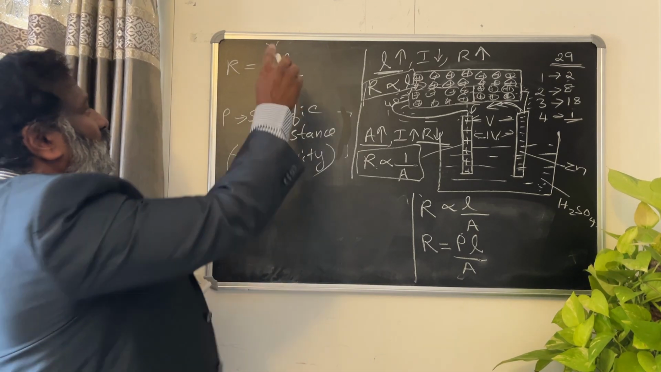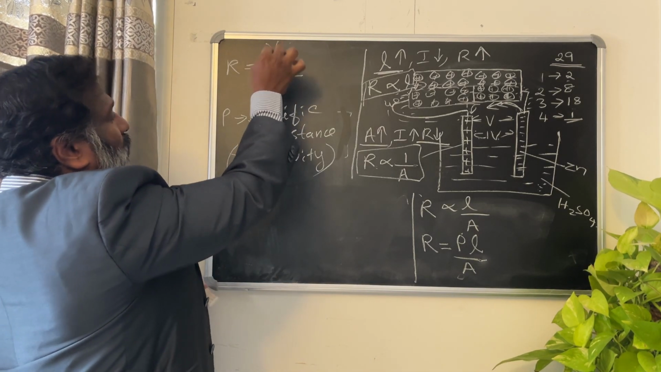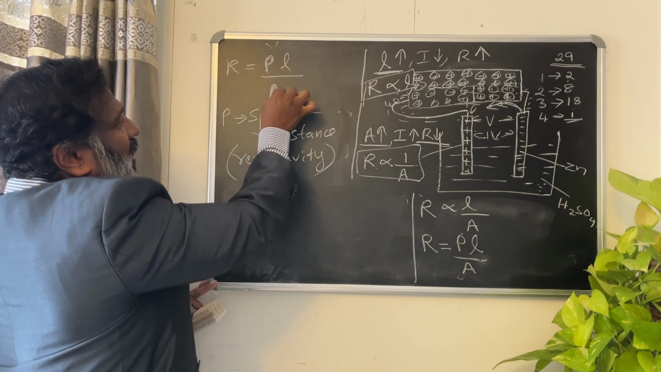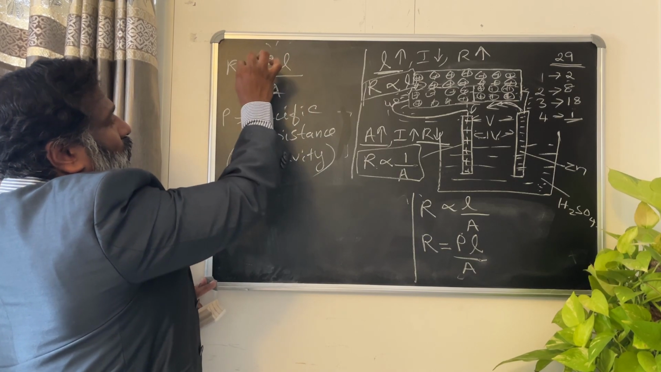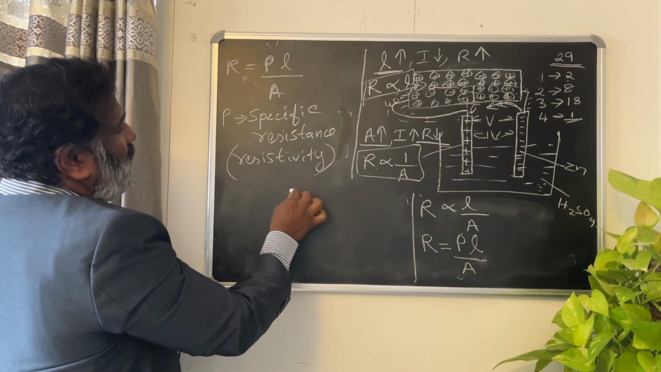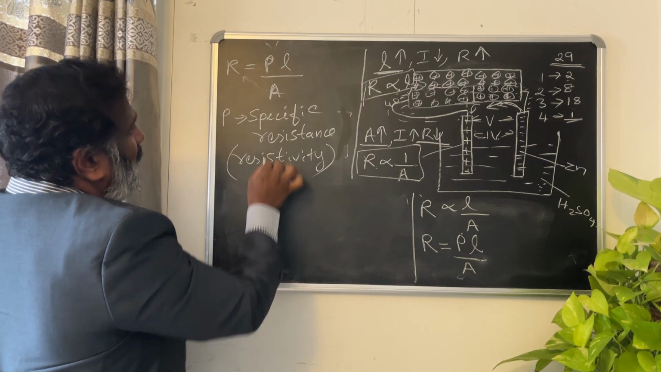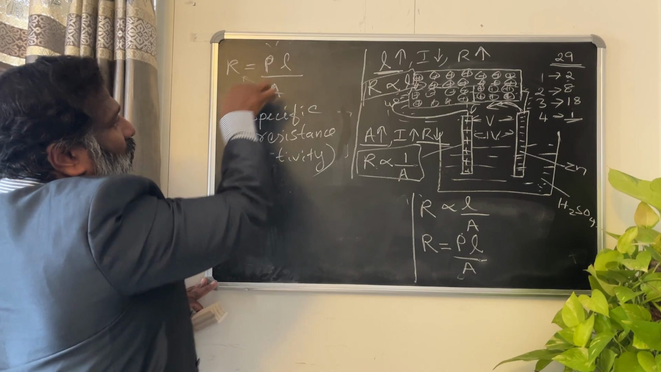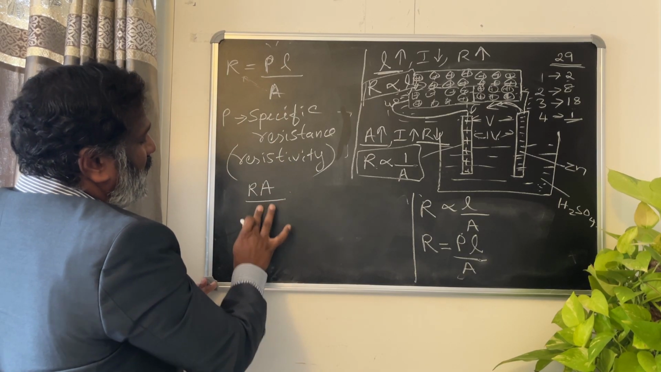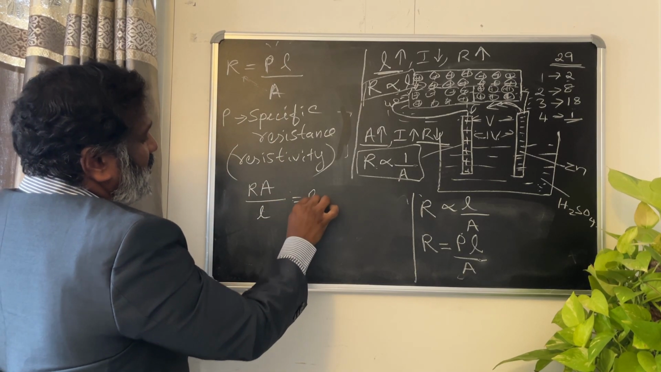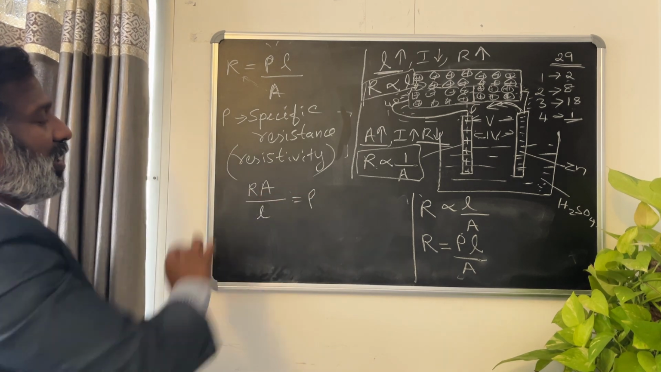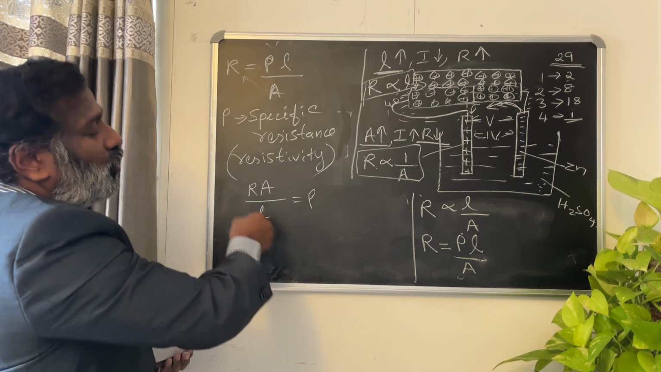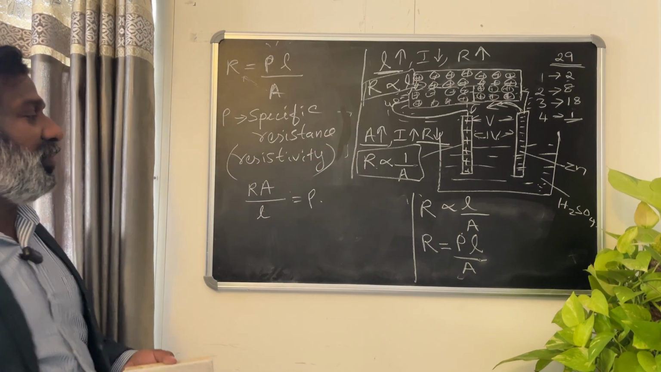Okay, so from here I want an equation for rho. What should be done? A is in the denominator. When you go to the other side, it will come to the numerator. This L, when it comes to the other side, will go to the denominator. So this is the equation for rho: rho equal to RA by L. I am writing this to find the unit for specific resistance or resistivity.